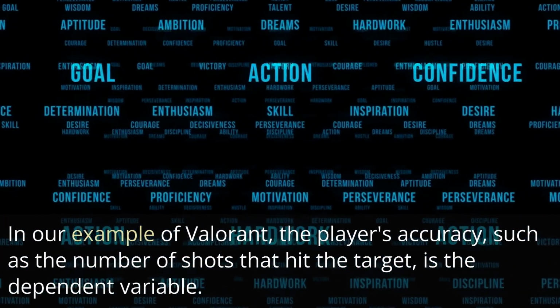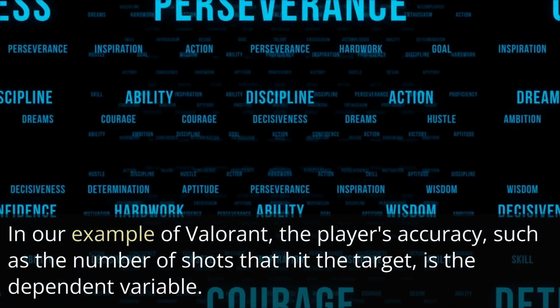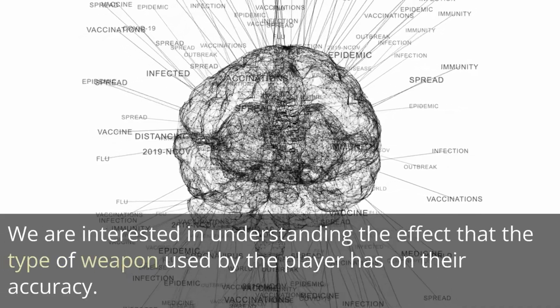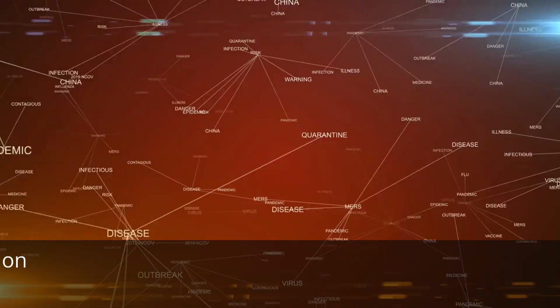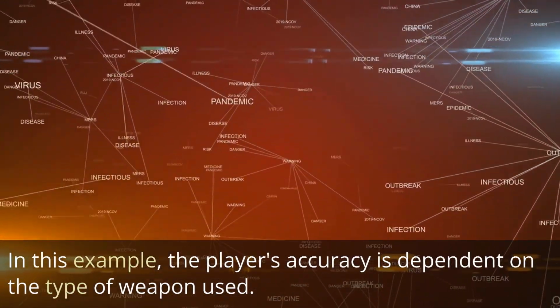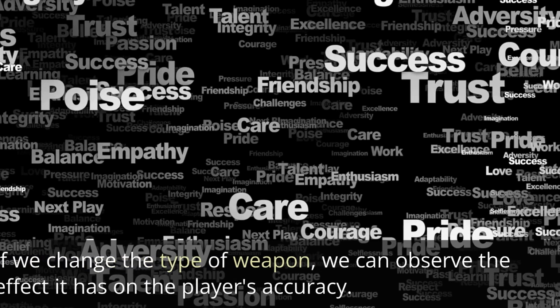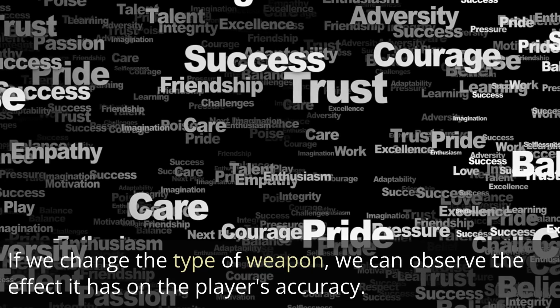In our example of Valorant, the player's accuracy, such as the number of shots that hit the target, is the dependent variable. We are interested in understanding the effect that the type of weapon used by the player has on their accuracy. In this example, the player's accuracy is dependent on the type of weapon used. If we change the type of weapon, we can observe the effect it has on the player's accuracy.